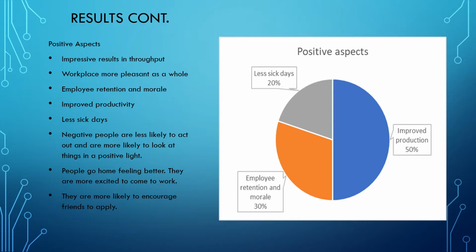So as you can see on the pie chart, it was a pretty big result for improved production. Half of the people I surveyed said improved production is definitely the biggest thing. Employee retention came in second at 30%, and less sick days came in as a big one too at 20%.